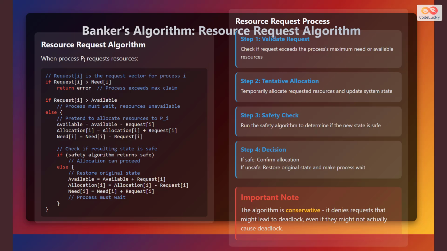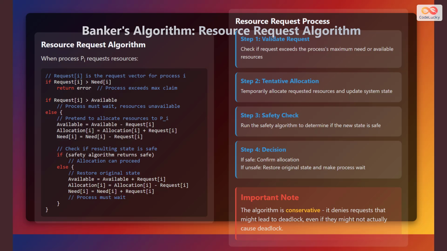We pretend to allocate resources to P sub i, update available by subtracting request sub i, update allocation sub i by adding request sub i, and update need sub i by subtracting request sub i. Then we check if the resulting state is safe using the safety algorithm. If the state is safe, the allocation can proceed. Otherwise, we restore the original state, add request sub i back to available, subtract request sub i from allocation sub i, add request sub i back to need sub i, and make the process wait.